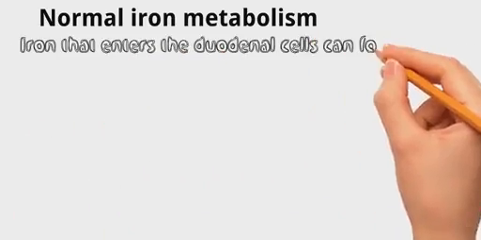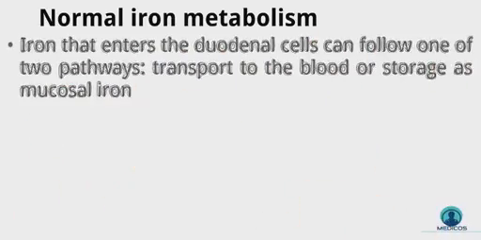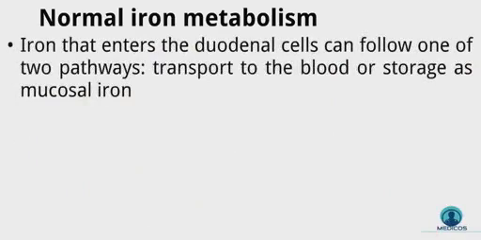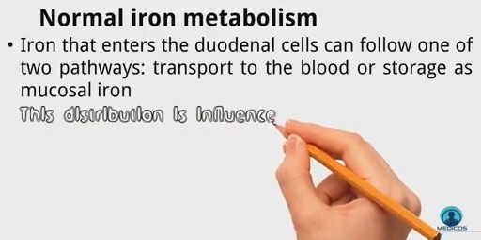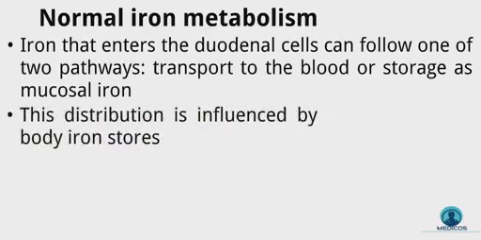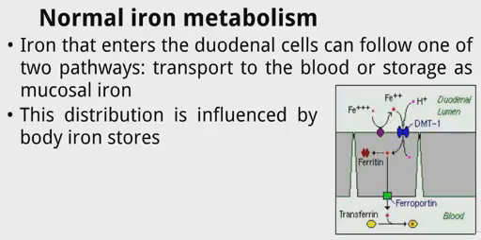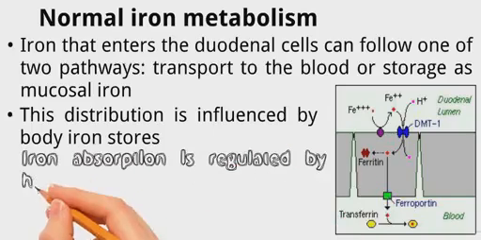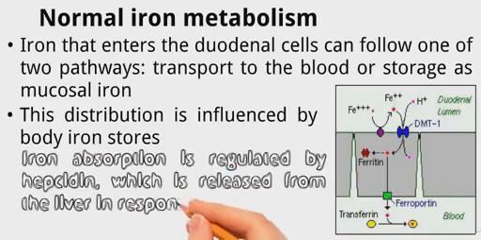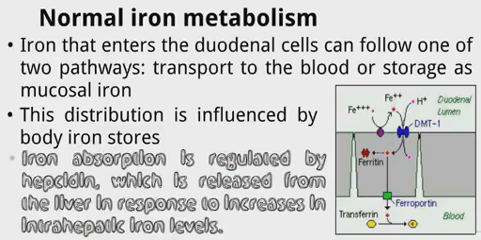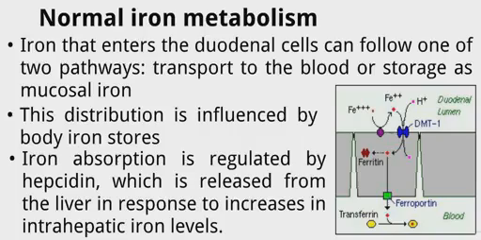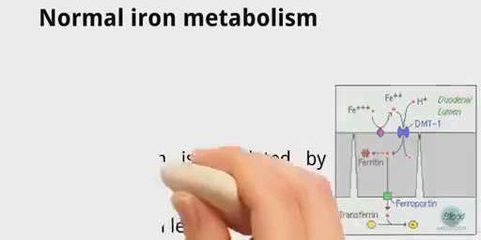Iron that enters the duodenal cells can follow one of two pathways: transport to the blood, or storage as mucosal iron. This distribution is influenced by body iron stores. Ferrous iron destined for the circulation is transported from the cytoplasm across the basolateral enterocyte membrane by ferroportin. Iron absorption is regulated by hepcidin, a small circulating peptide that is synthesized and released from the liver in response to increases in intrahepatic iron levels.